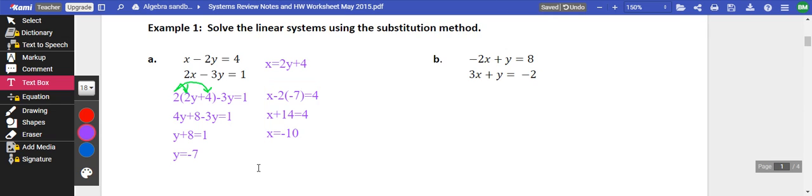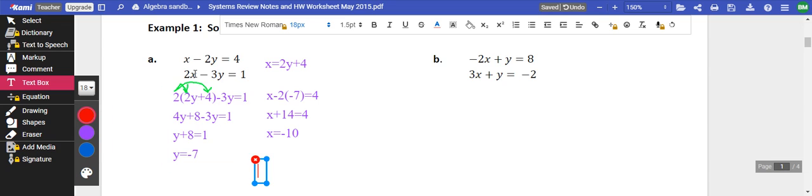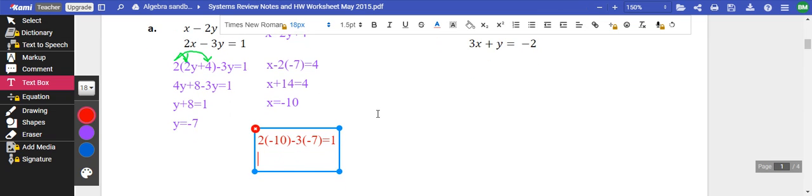Now I am going to change my color here because I am checking, and I'm going to put it in this second equation to see if it works. I'm going to go 2 times -10 minus 3 parentheses -7 equals 1. 2 times -10 is -20. -3 minus 7 is a positive 14 equals 1. So we did something wrong because this is not the right answer. That does not equal 1.